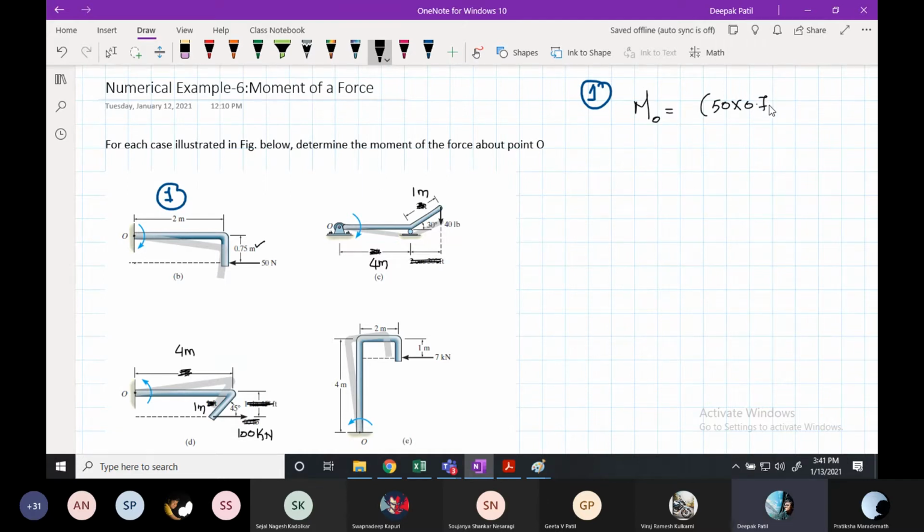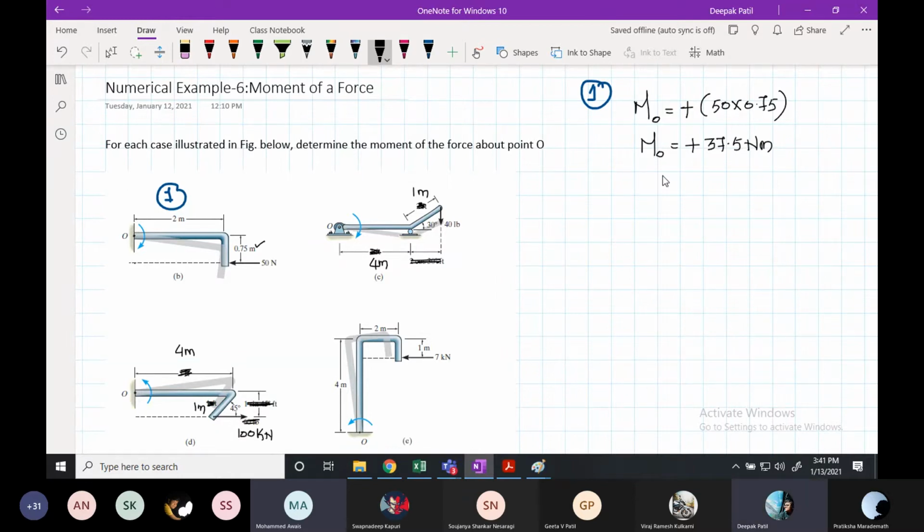In which sense will it cause the moment? Is it causing clockwise moment or anti-clockwise? Clockwise. Yes, it is clockwise. MO is 37.5 Newton meter.